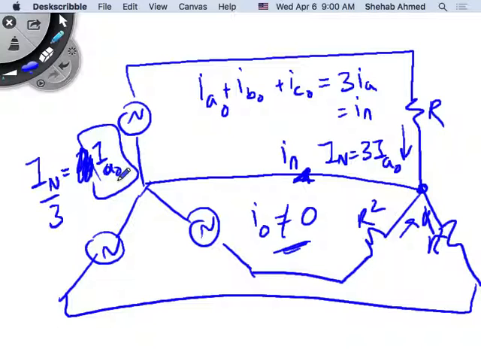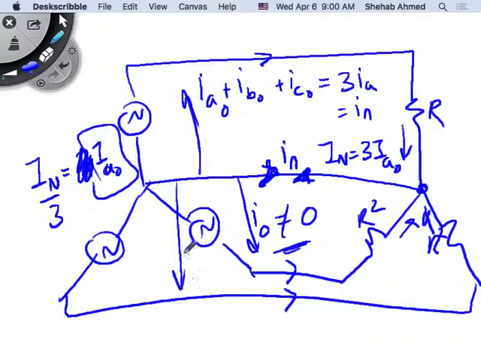Right. These sequence components are not something you can measure. They are a mathematical manipulation of the variables that you're measuring. What are the variables that you're measuring in this system? IA, IB, and IC, and the neutral current. I'm measuring VA, VB, and VC, and the line voltages, for example.